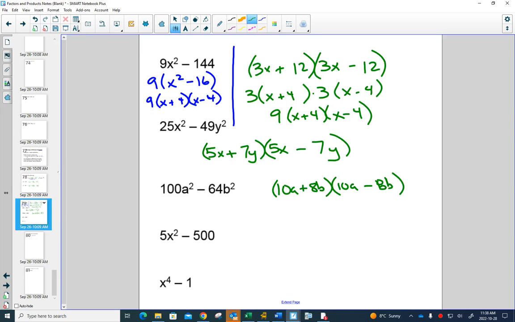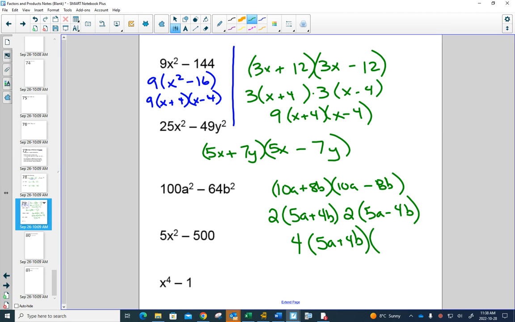Is there something common? 2. 2. So I pull that 2 out, leaving me with 5a plus 4b. And I can also pull a 2 out of this one, leaving me with 5a minus 4b. And 2 times 2. So if you didn't do the 4 part, would you lose a mark? Yeah, because it's not simplified. Two numbers that are all on their own like that can always be put together and multiplied. So that would be considered simplified.